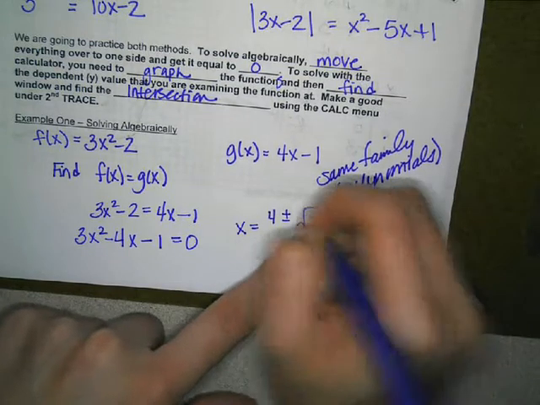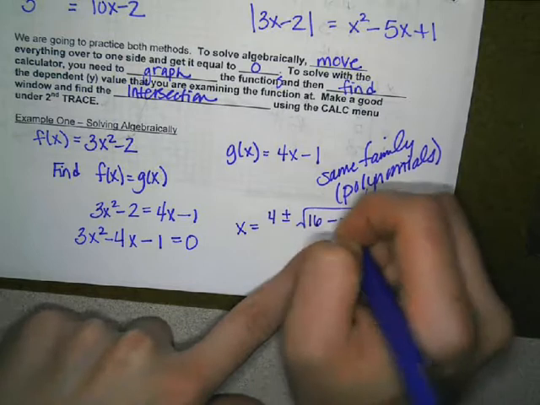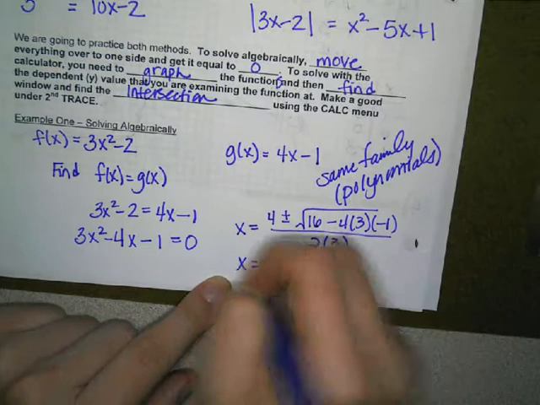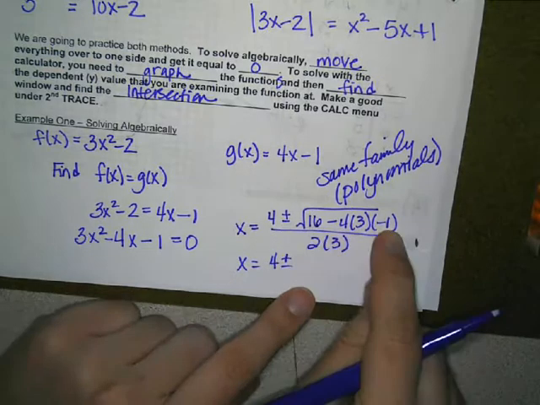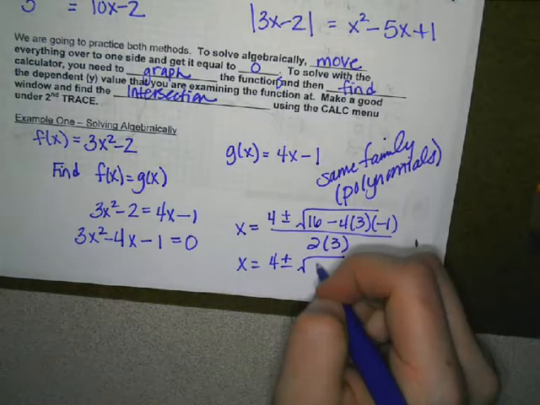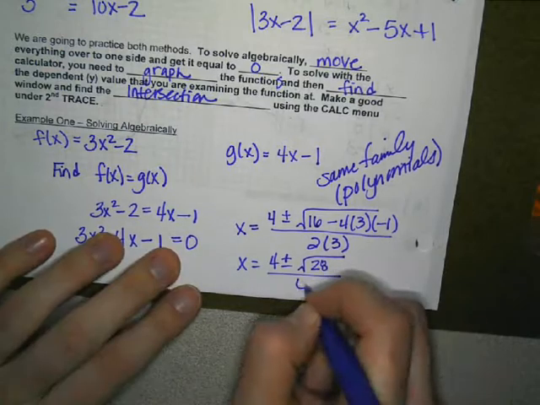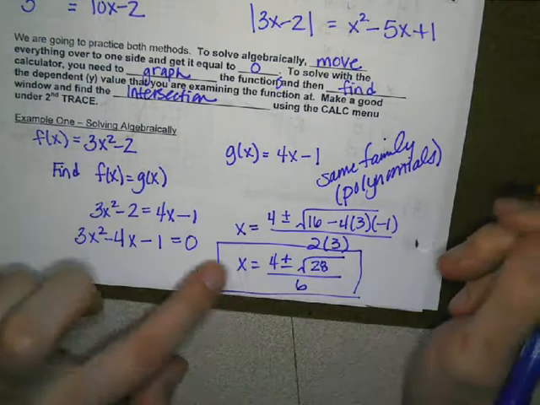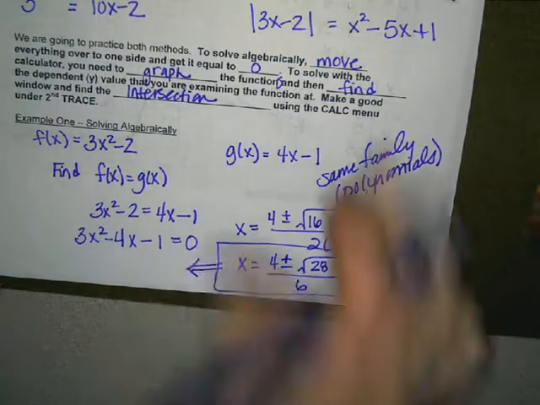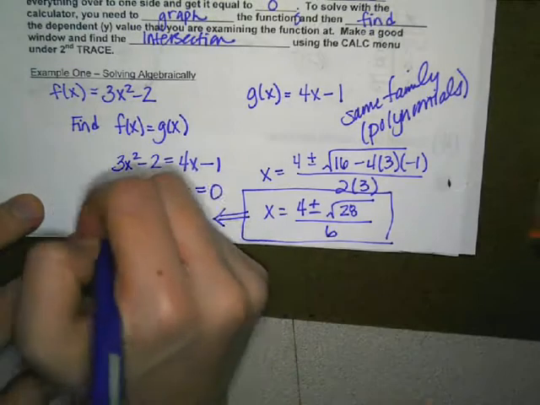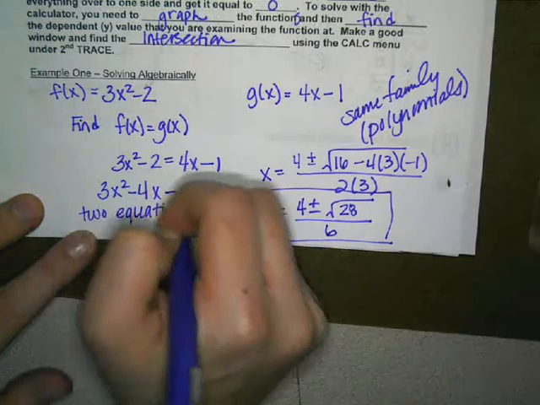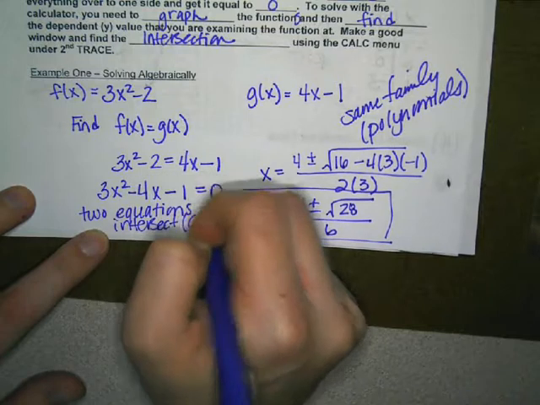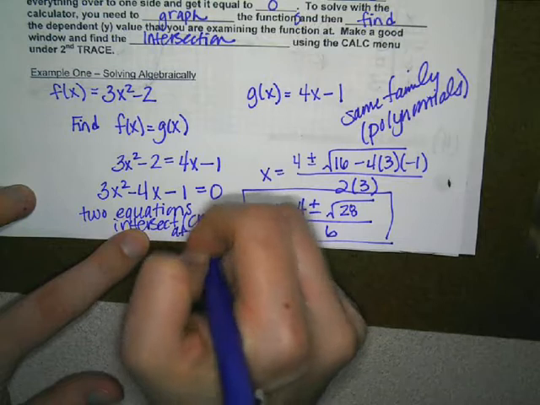Negative b plus or minus the square root of b squared minus 4 times a times c, all over 2 times a, and then I'm going to simplify. So I have 16 plus 12, which is 28, over 6. Okay, now I know I can simplify that, but for right now I'm going to leave it like that. Now what does this mean? Well, what this means is that your two equations intersect at these x values.